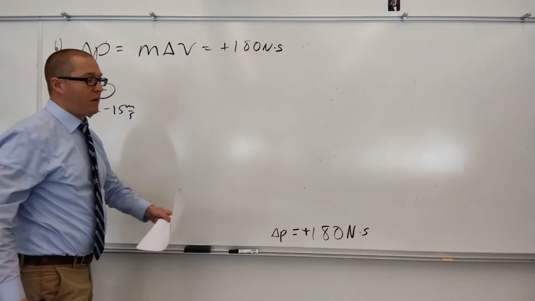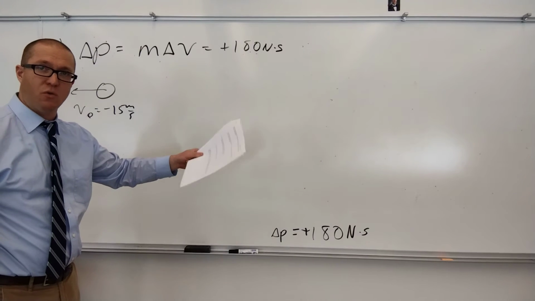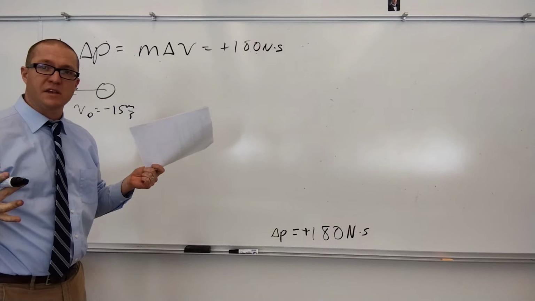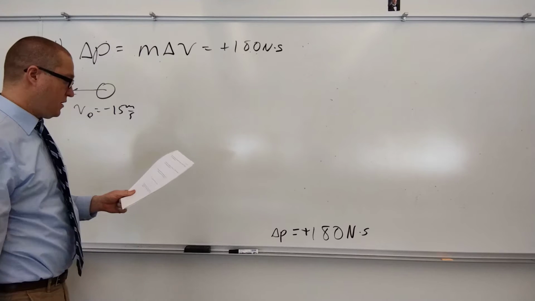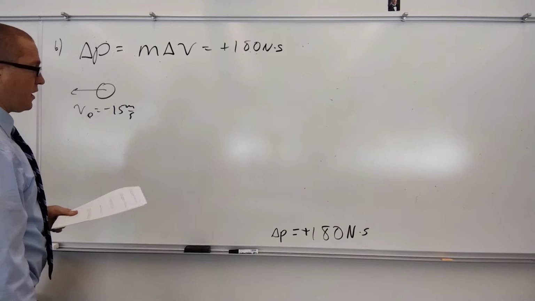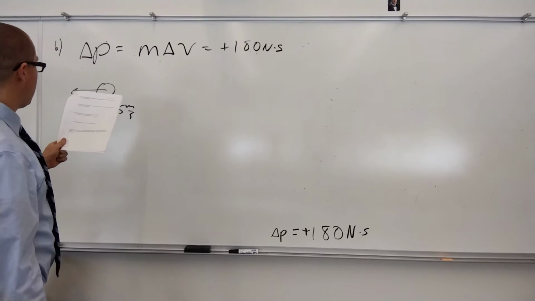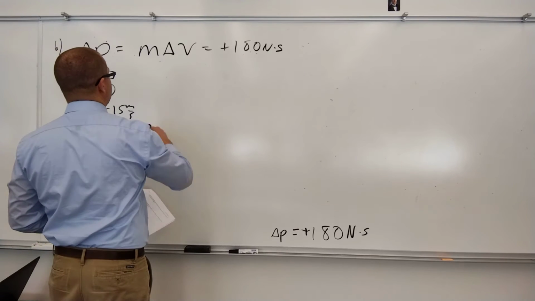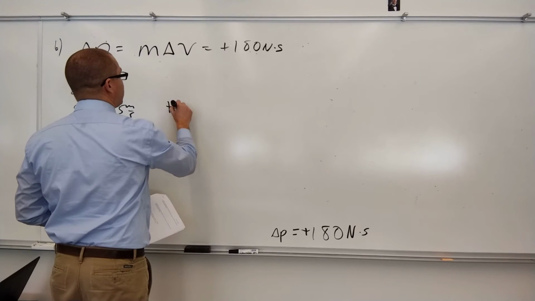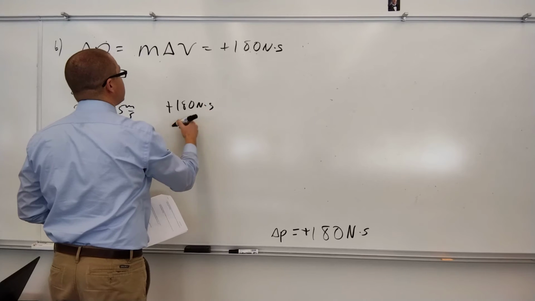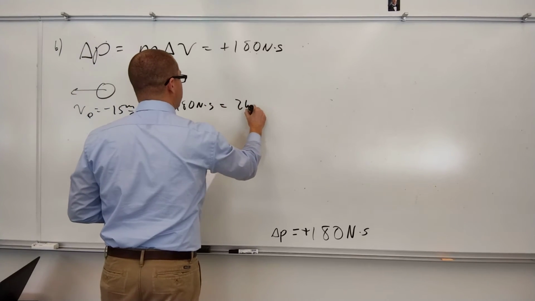All right, came out positive here. It's positive. The signs on the force tell us the sign, the direction of the momentum. All right, so we just plug everything in here. We say, okay, positive 180 newton seconds equals 2 kilograms.